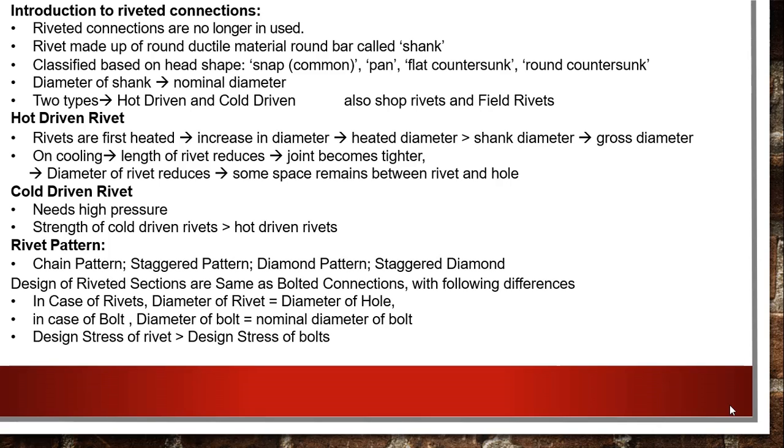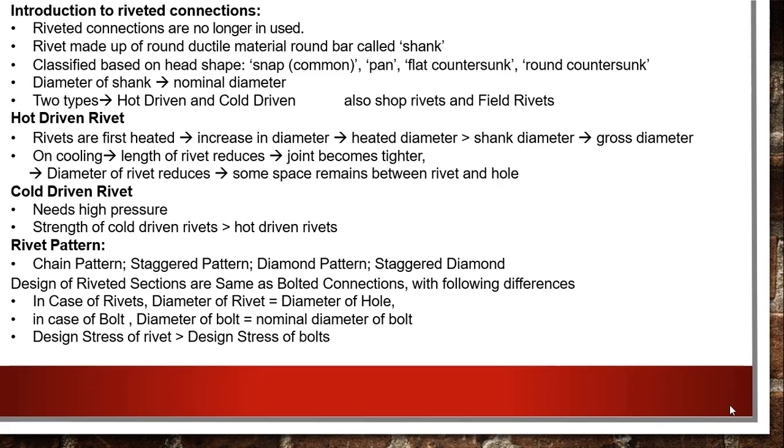Okay. Now, I am going to discuss the rivet patterns. Number one is chain pattern, number two is staggered pattern, number three is diamond, and last is a combination of staggered and diamond. So basically these are the patterns in which the rivets are arranged. Okay. Now the design of riveted sections is the same as that of bolted connections with the following differences.